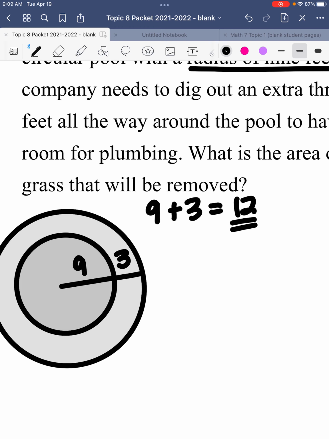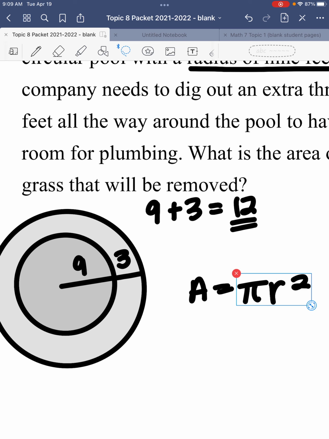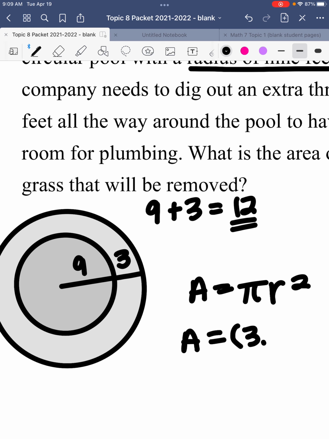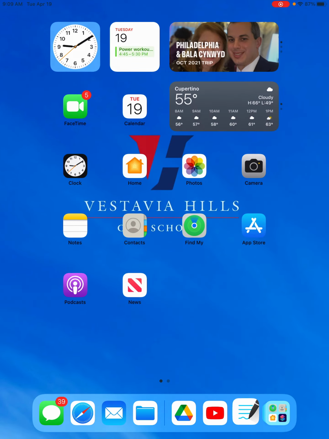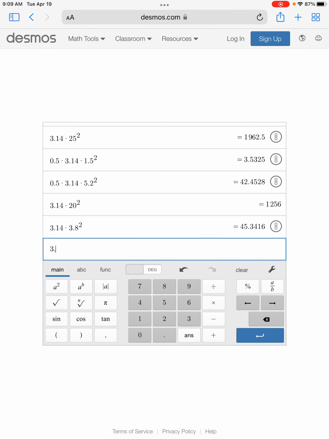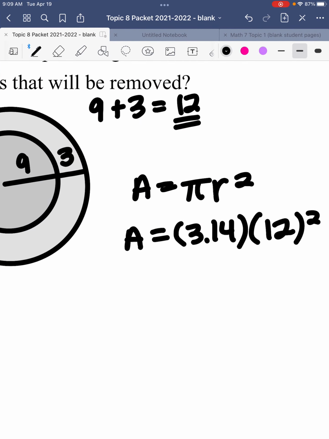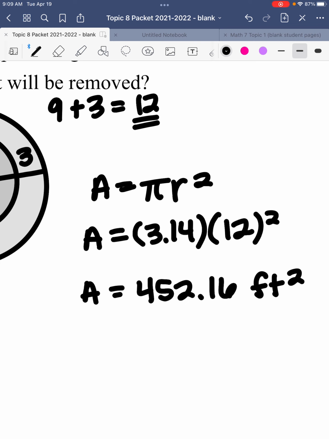So now that we know that, we can use our area formula. Area equals pi times the radius squared. So I can start plugging some stuff in. Area equals 3.14 times 12, and we're going to square that. So let's take that to our calculator. So we have 3.14 times 12 and square that 12, and we get 452.16. So the area equals 452.16 square feet, or feet squared.